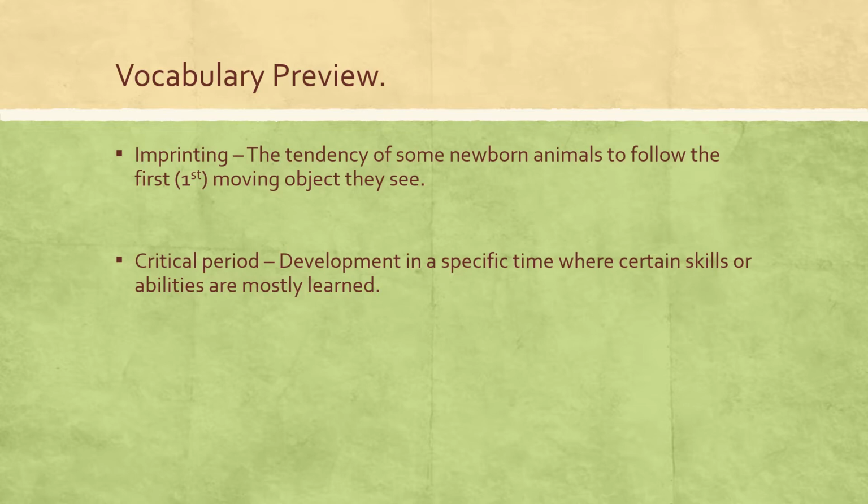So vocabulary: imprinting is the tendency of some newborn animals to follow the first moving object they see, and critical period is development in a specific time where certain skills and abilities are mostly learned.